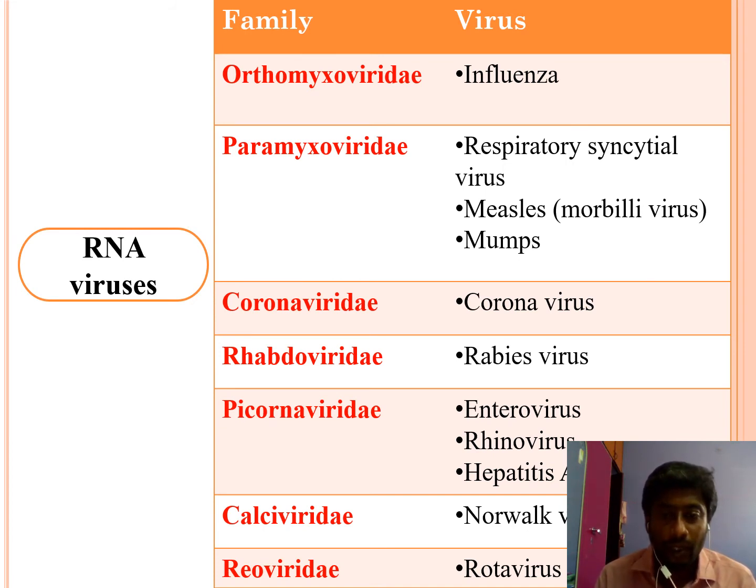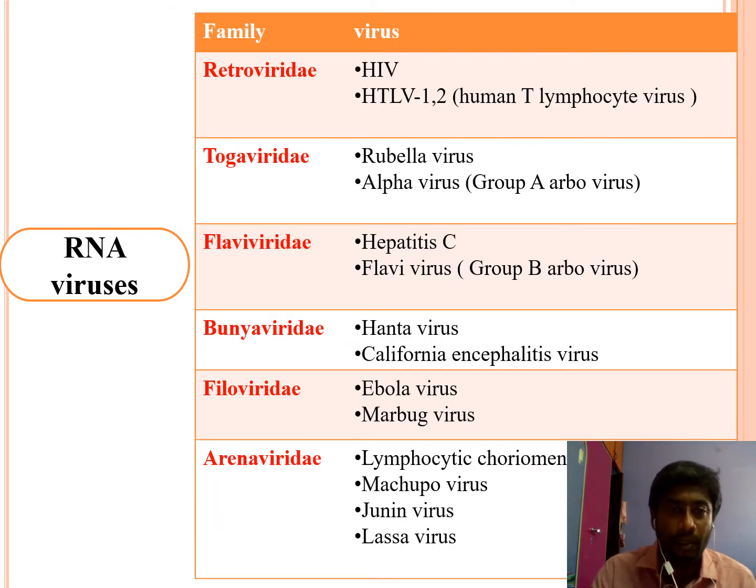Then Picornaviridae, we have enterovirus, rhinovirus, and hepatitis A virus. Then Caliciviridae, we have norovirus, and Reoviridae, rotavirus, which causes infection in children, rotavirus diarrhea. Then family Retroviridae, HIV-1 and HIV-2, which cause AIDS, and HTLV, human T cell leukemia virus. Then Togaviridae, rubella virus and alphavirus, group A arbovirus.